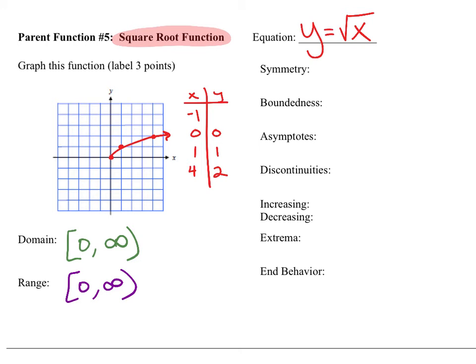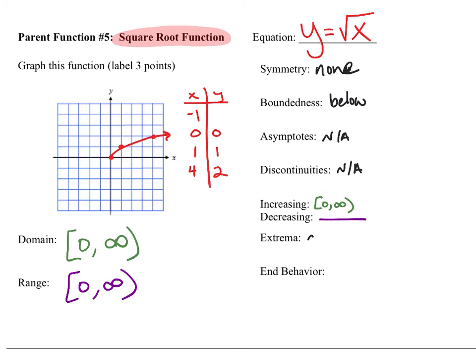Pretty cool. Since we use this to explore symmetry, you'll realize it's not symmetrical at all. None. Not symmetrical at all. It is bounded below because there's a lowest value. It does not have an asymptote or a discontinuity. And this is increasing on its entire domain from 0 to infinity and not decreasing.